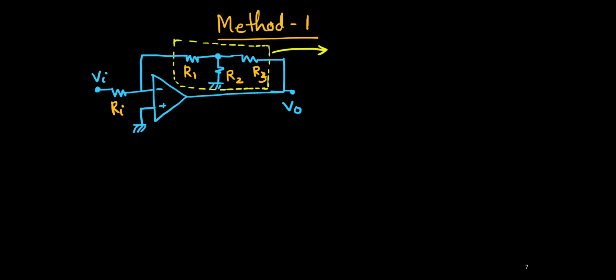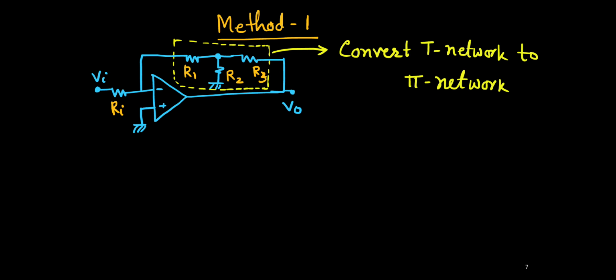Now here I have shown that this part, it looks like a T network. This is one arm, R1, this is R2, this is R3. Now we'll try to convert this T network to pi network. Okay, means star to delta conversion we can go for, right? So that thing we have discussed in the channel, you can go through that one.